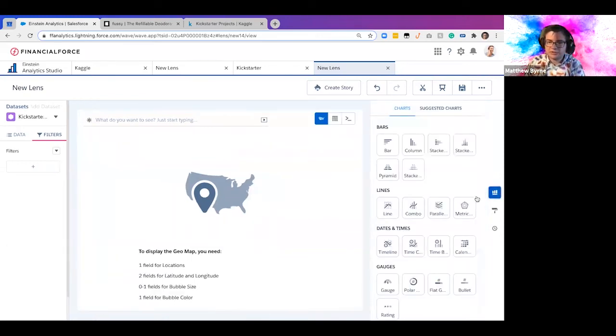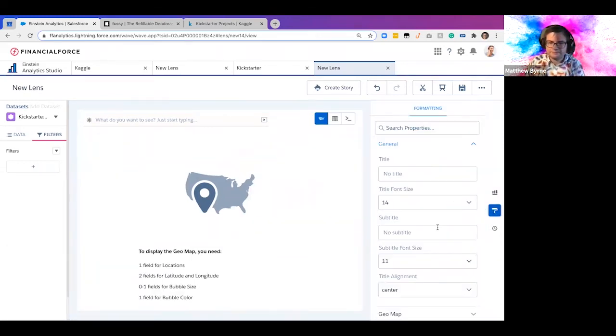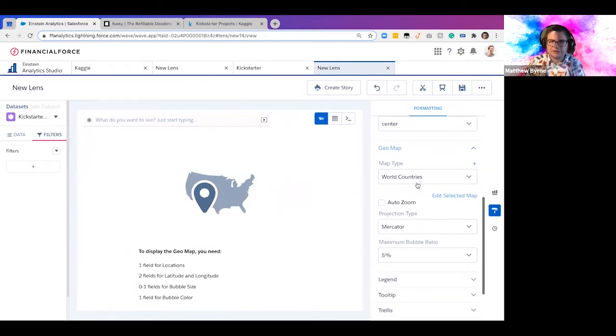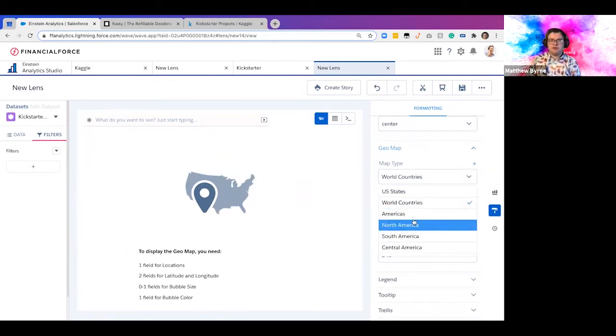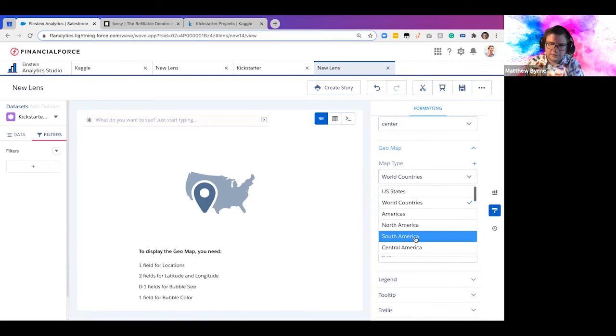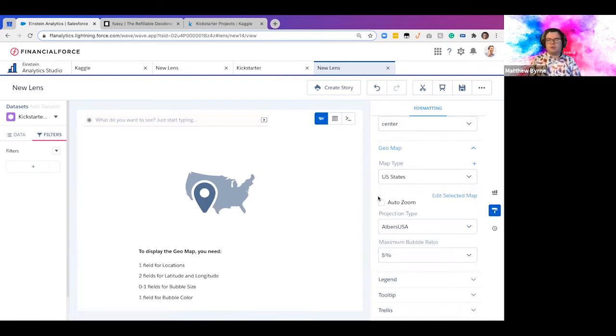If you've not seen it, I go to these settings here, and you go to the map settings, you can see worlds, you can see North America, so it can do the states as well. I think if I scroll down to the bottom, there's a bunch of different maps that you can use in there. It's also possible, there we go, US states. It's also possible to include custom maps as well. You can upload custom maps. There's some stuff on Trailhead on building a custom map.